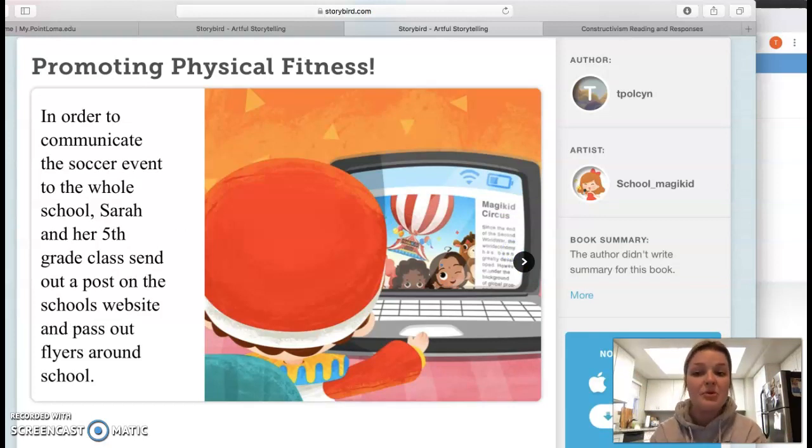In order to communicate the soccer event to the whole school, Sarah and her 5th grade class send out a post on the school's website and pass out flyers around the school.